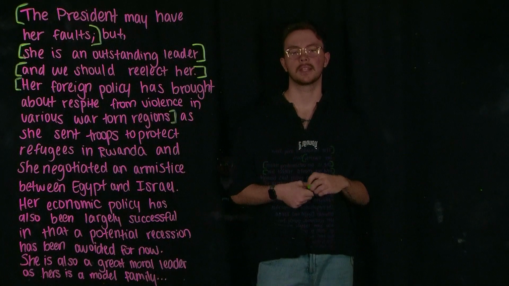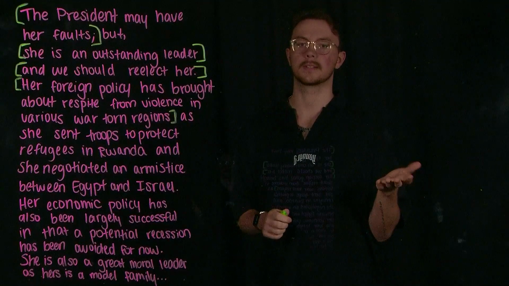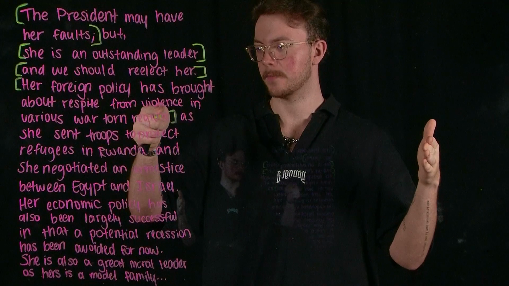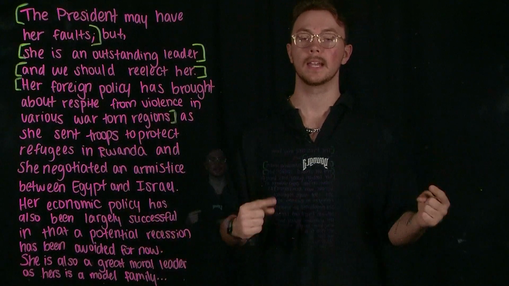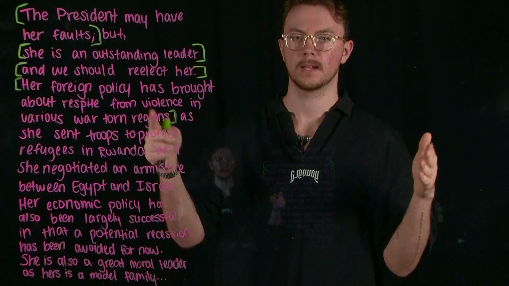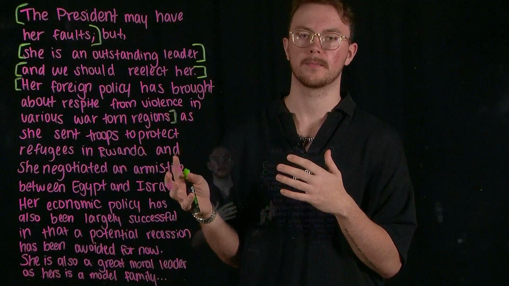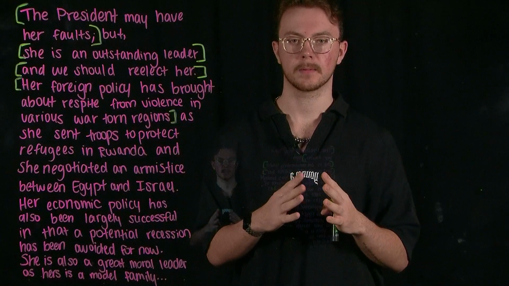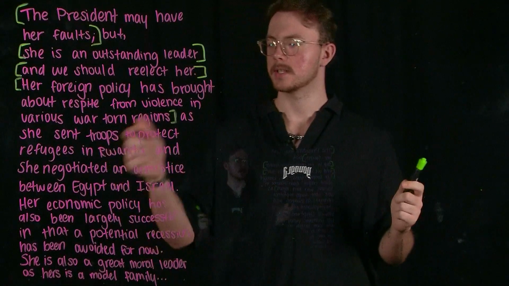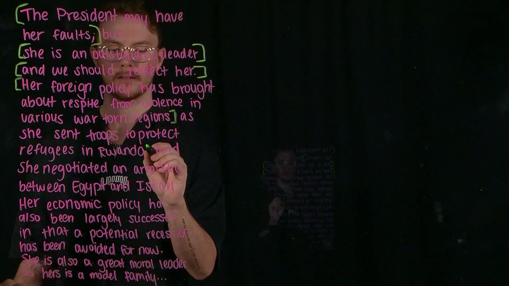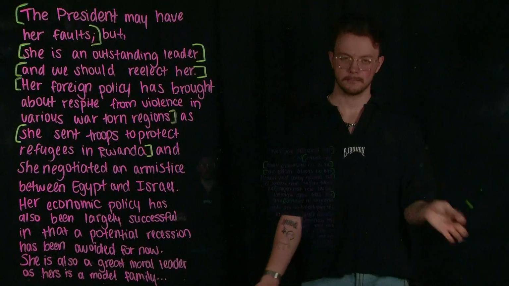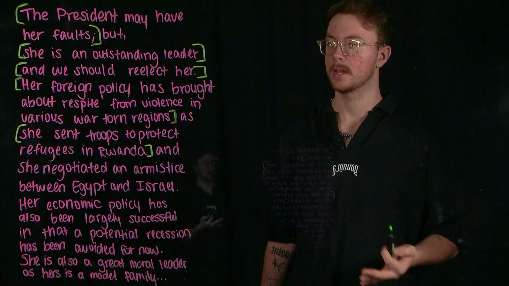That's why when I was teaching the word falsifiable, I said I like the question, is it true? If you can put, is it true her foreign policy has brought about respite from violence, you have yourself a falsifiable statement. In the way that you can't write, is it true in various war-torn regions? Because that wasn't a statement that was falsifiable, right? If that distinction doesn't seem clear, I understand, but that is a distinct thing, okay? As she sent troops to protect refugees in Rwanda. That's another thing. Is it true she sent troops to protect refugees in Rwanda? It works. That's its own claim right there.